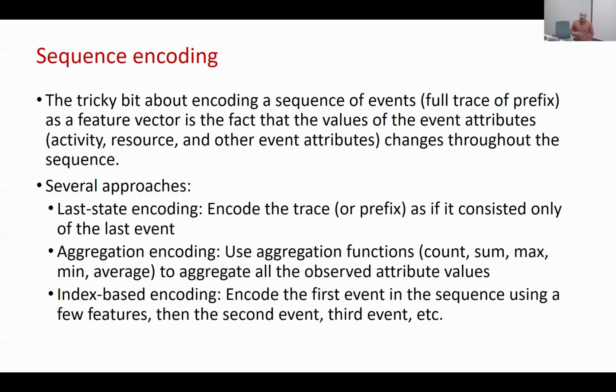One is the last state encoding. The next one is aggregation encoding, sometimes also called frequency encoding. And the third one is index encoding, or index-based encoding. In the last state encoding, the idea is very simple. It sounds like, wow, how can this work? But in fact, it works pretty well in practice. I take a prefix.